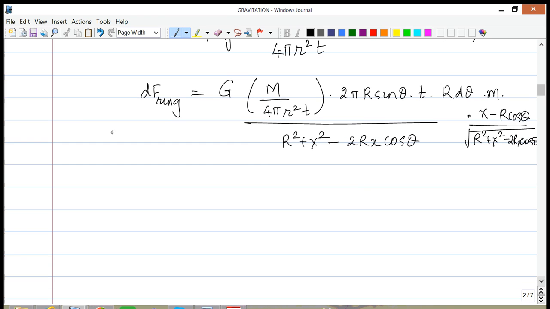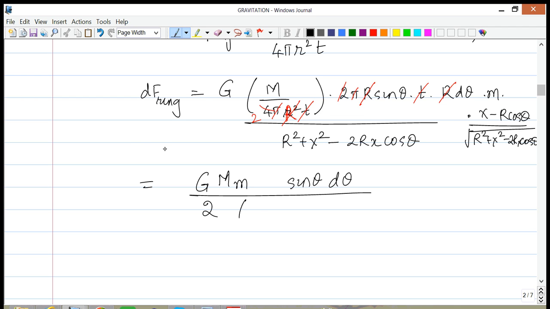Great. Now the numerator will simplify to the following. First, let's get rid of some of the terms. The pi and the pi cancel out. This r is actually a capital R, and then the r square comes out. The t also cancels out. The 2 goes away, and I'm left with the 2 here, and the m stays. So what we are left with is G times capital M times lowercase m times sine theta d theta, divided by 2 times r square plus x square. Oh wait, there is also another term, x minus r cosine theta, and divided by this to the power 3/2.